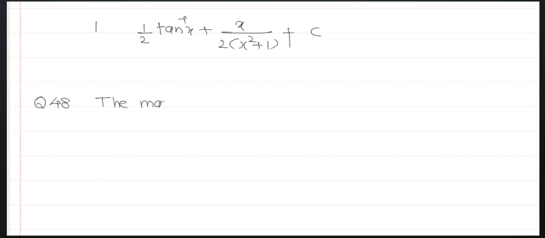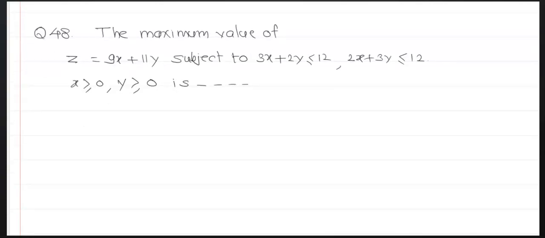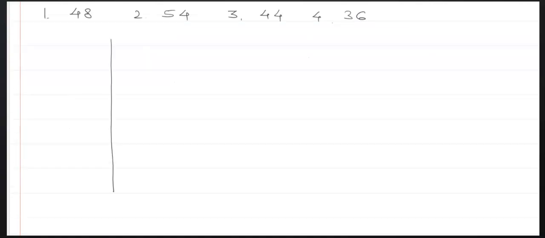Question number 48. The maximum value of z is equals to 9x plus 11y subject to 3x plus 2y less than or equal to 12, 2x plus 3y less than or equal to 12, where x is greater than or equal to 0, y is greater than or equal to 0 is: 48, 54, 44, 36. Now see this here.